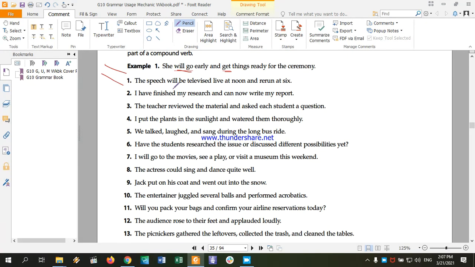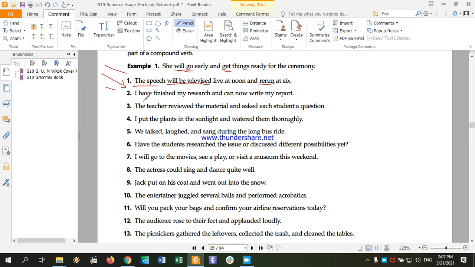Number 1, the speech will be televised live at noon and rerun at 6. So it's repeated at 6. So the speech, that's the subject, will be televised, that's the verb in the passive voice, and will be rerun at 6. So this is also the second verb. So this is a compound verb.